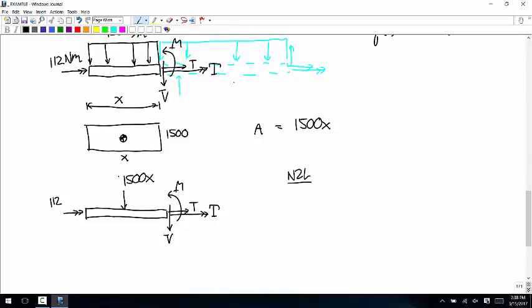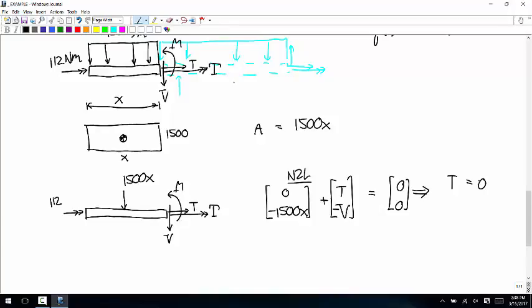Newton's second law says, add up all the forces. Remember that 112 is a moment, that's a torque. So Newton's second law says 0, negative 1,500x, plus P, 0, plus 0, negative V. I'm just going to combine those into one vector. You can always do that. Is equal to zeros. So T is equal to 0, and V is equal to negative 1,500x.